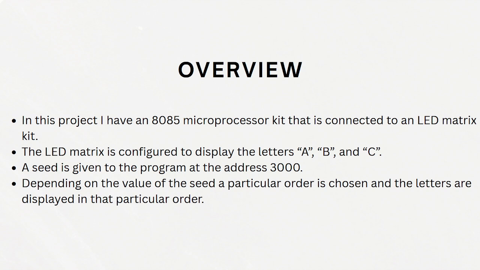particular order. So what that means is, let's say for example my seed is 6. Then the sequence that may be displayed may be, let's say, A, B, C. Now if I change the value of that seed, let's say to 10 or 8, then the sequence will also change. Now it may be, let's say, B, A, C, or maybe it might change to C, A, B, or whatever we choose.